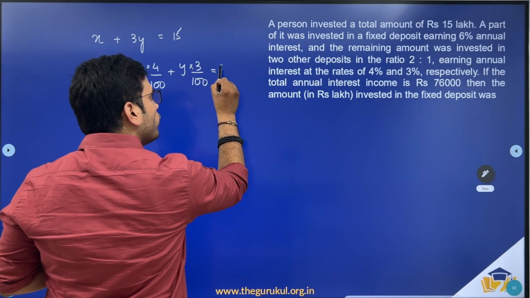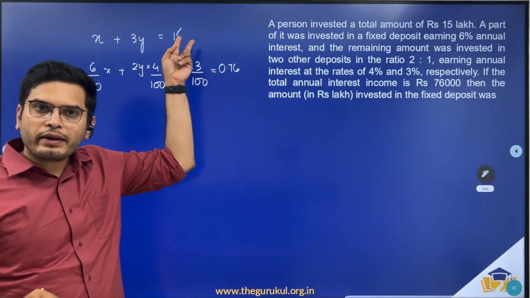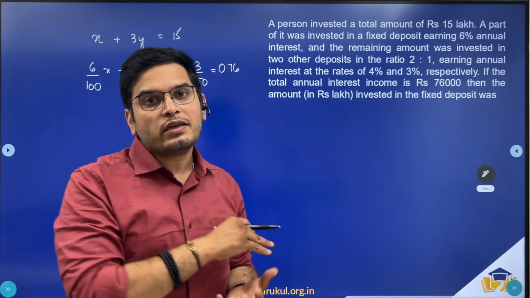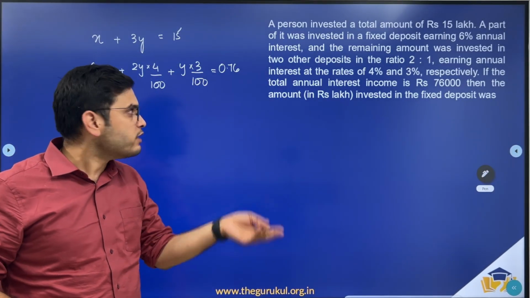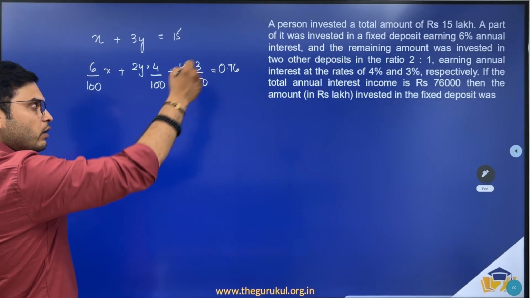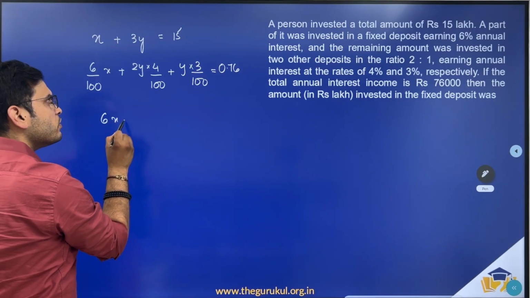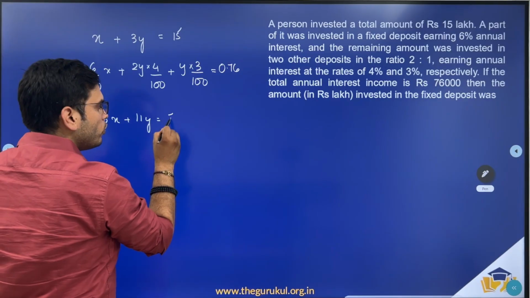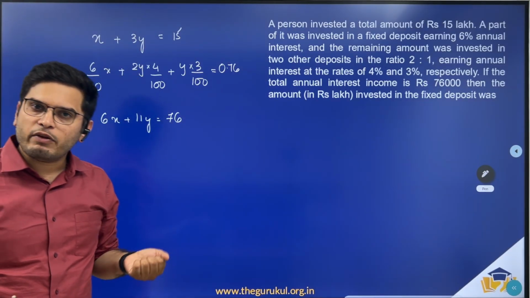Now because of this, he earned an interest of 76,000. So this should be equal to 0.76. The reason being, here we have considered that in lakhs. So you should be careful about units being consistent throughout, right? So we should be considering 76,000 rupees in lakhs, which is nothing but 0.76 lakhs, right? Now sending 100, which is in the denominator, to right hand side, we'll be having 6x plus 8y plus 3y, 11y is equal to 76, and from the first equation we have x plus 3y is equal to 15.